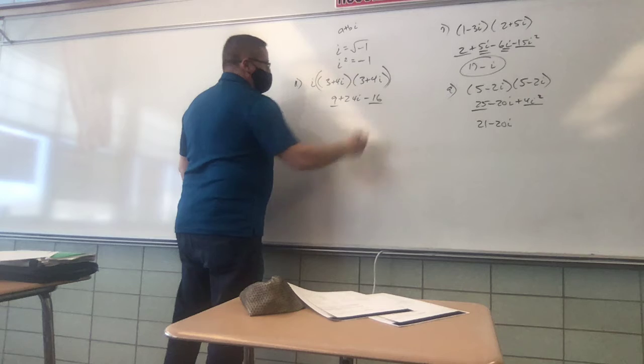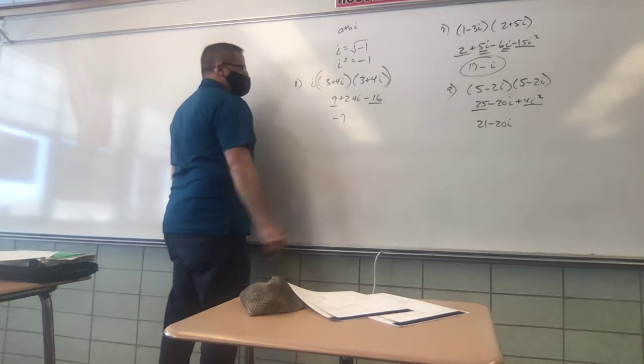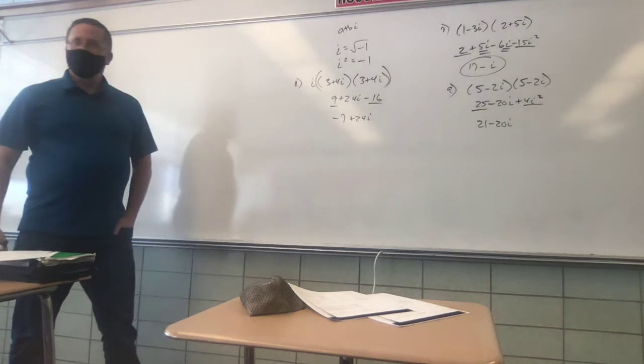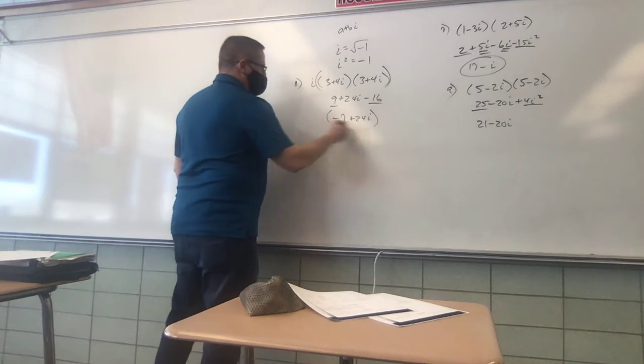Let's put together 9 and negative 16. That's a negative 7 plus 24i. Plus you. We all done? Oh, yeah, we're done. Now we got to multiply by i still.